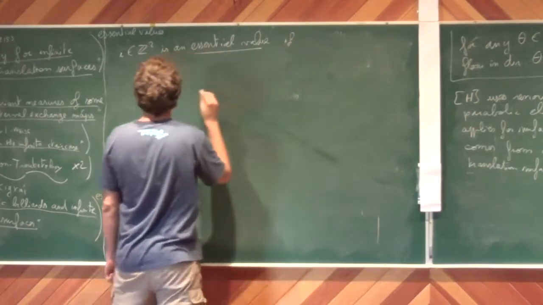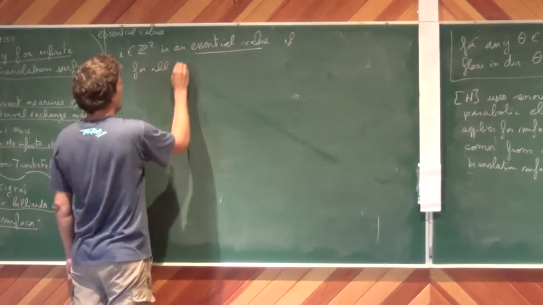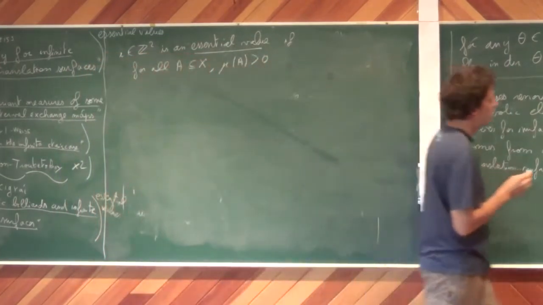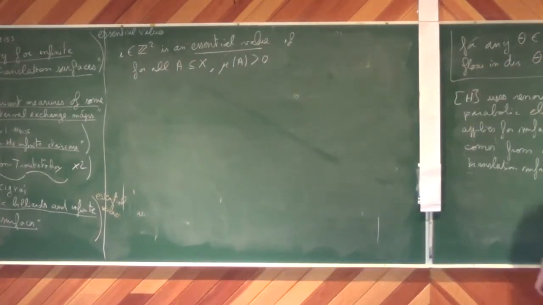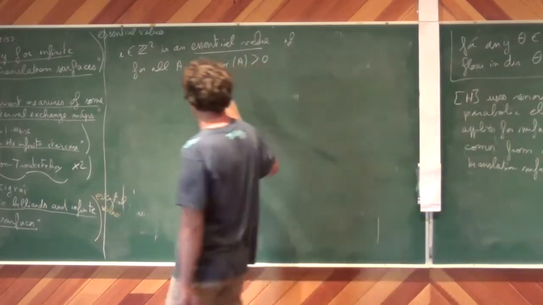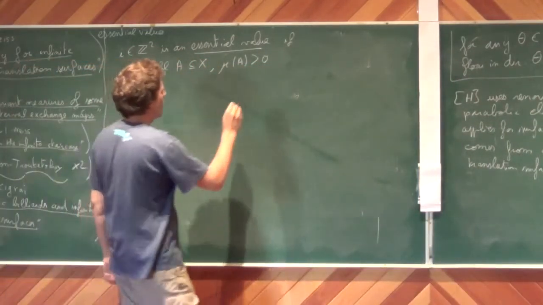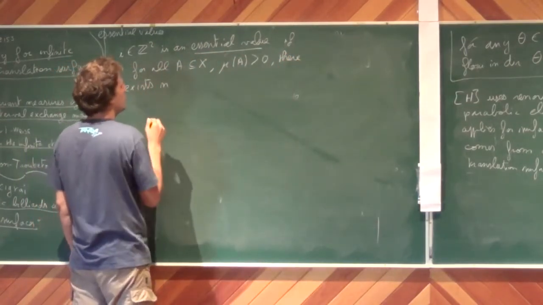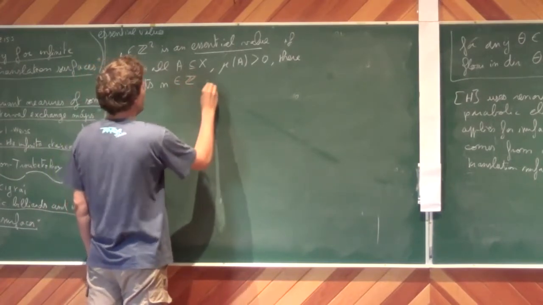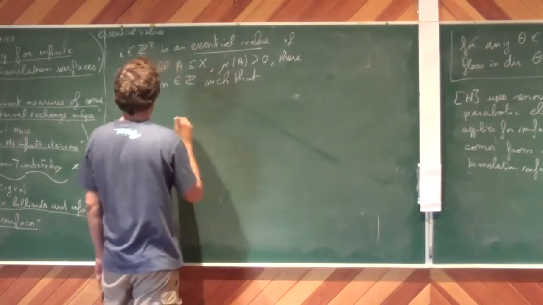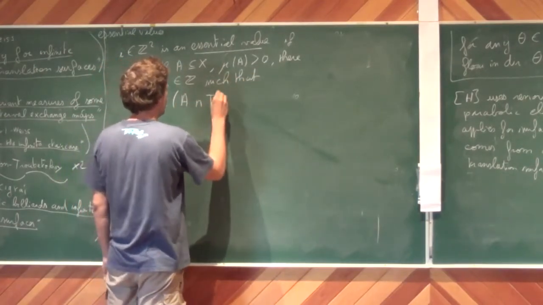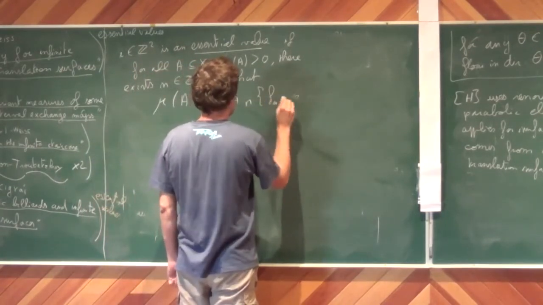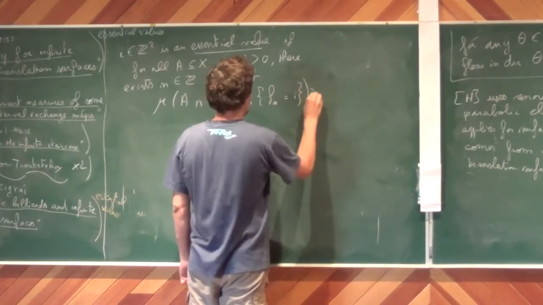if for all A contained in X with positive measure, (sorry, mu is my Lebesgue measure on X, so this is a probability measure), there exists N such that mu of the set of points x in A with F_n(x) equal to i is positive.